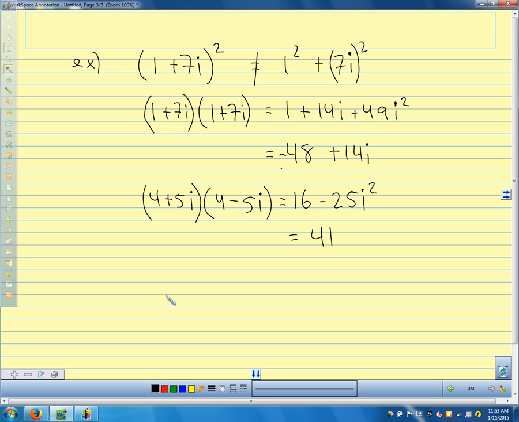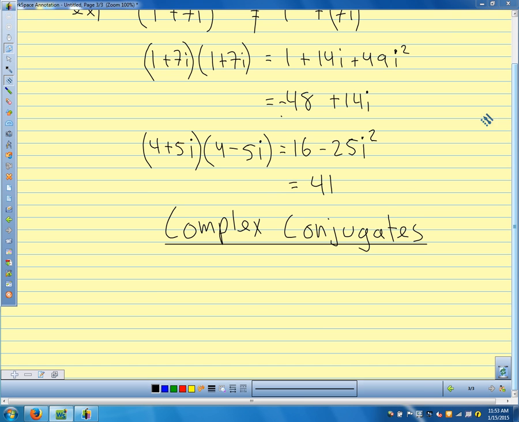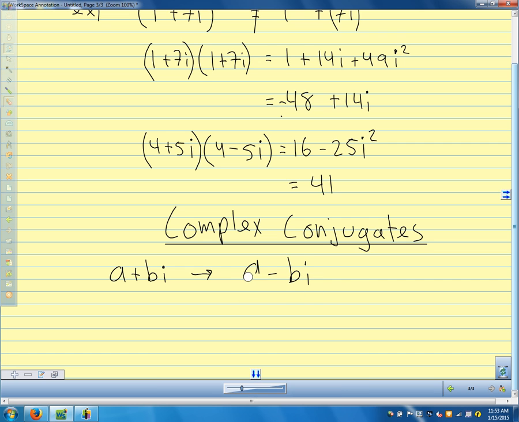So that's the next thing we're going to talk about. Complex conjugates. If we have a plus bi, to get the complex conjugate, we change the sign on the imaginary part. We change that to a minus bi.